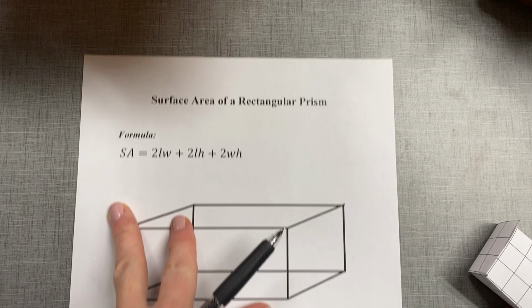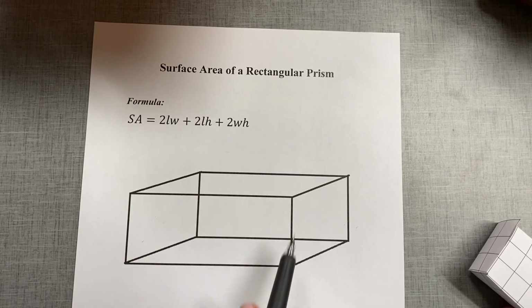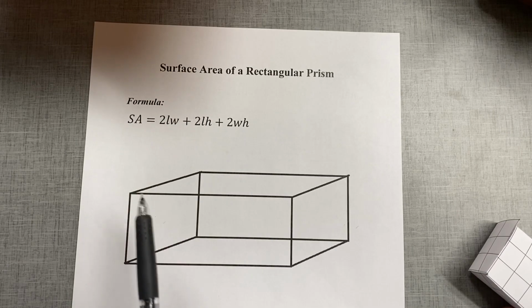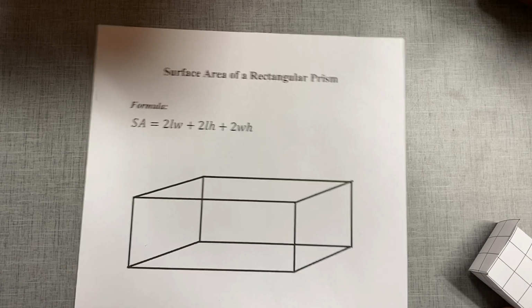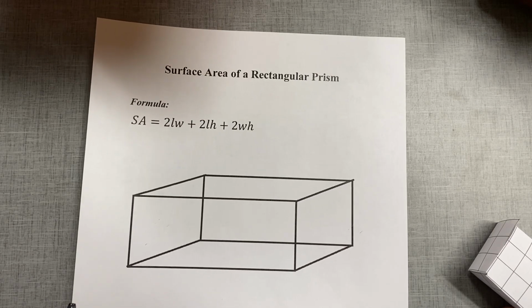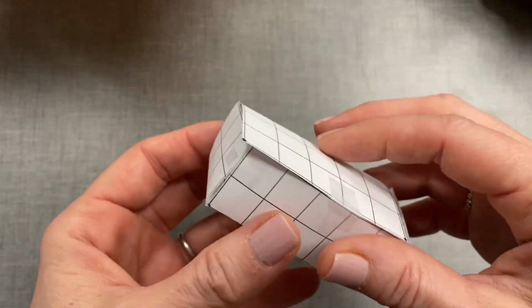Now the cool thing is you already know what a rectangular prism is because we've already done volume of rectangular prisms. But when I talk about surface area, what the heck does that mean? You know volume is the amount of space a three-dimensional object occupies. But what's surface area? Well, check out this little box I made out of paper.